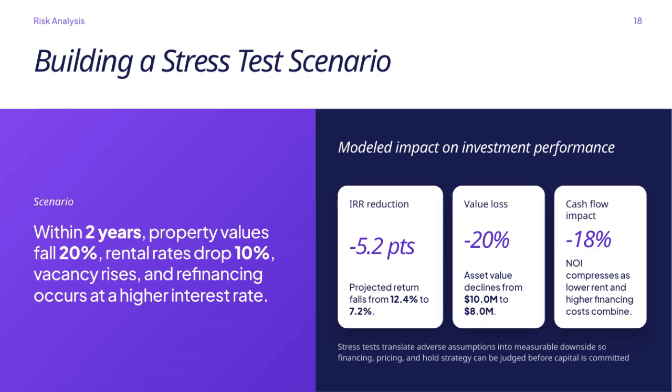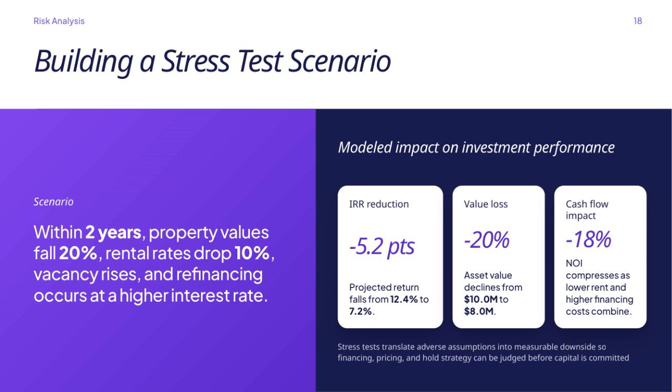The internal rate of return, or IRR, falls by 5.2 percentage points, dropping the projected return from 12.4% down to just 7.2%. At the same time, the asset value takes a hit, decreasing from $10 million to $8 million, which is a 20% loss. Cash flow is also affected, compressing by 18% because lower rents combined with higher financing costs squeeze the net operating income. The key takeaway is that stress tests convert these negative assumptions into tangible, measurable outcomes. This allows us to evaluate risks realistically and make informed decisions about financing, pricing, and how long to hold an investment before committing capital.